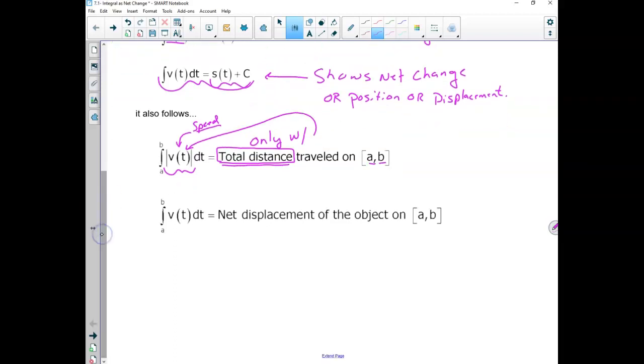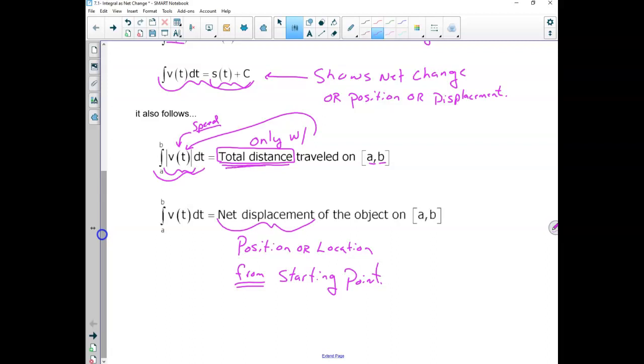Because if I integrate velocity without absolute value, it gives me a net displacement of the object from A to B, or the net displacement is basically the position or location, okay, from the starting point. So if I integrate the absolute value of velocity, it gives me total distance traveled, but if it's not the absolute value, basically it's showing me the position or location that object is to the right or to the left from where it started, okay?